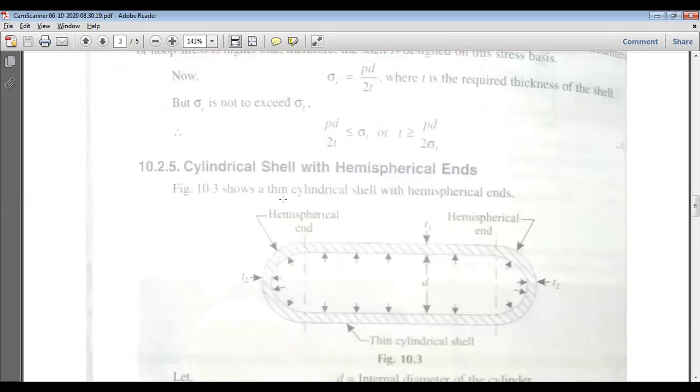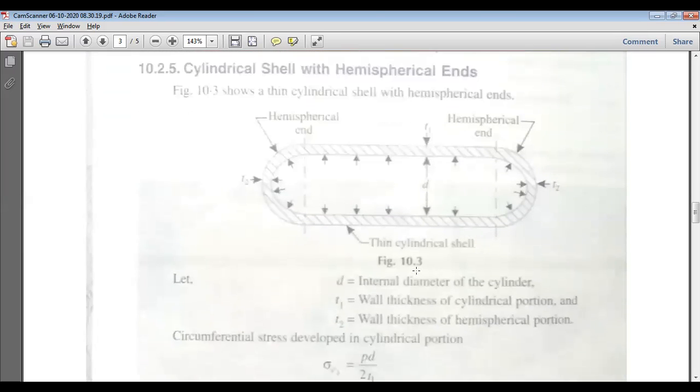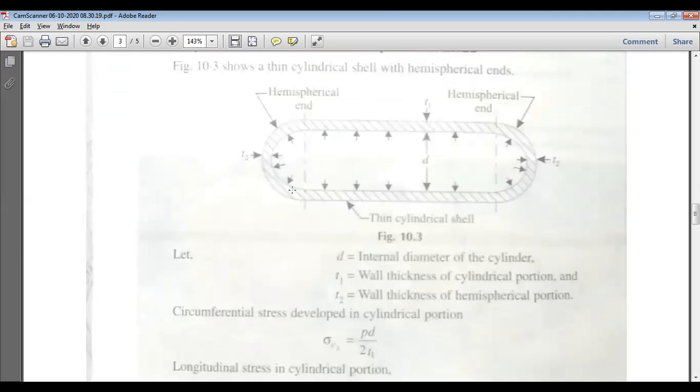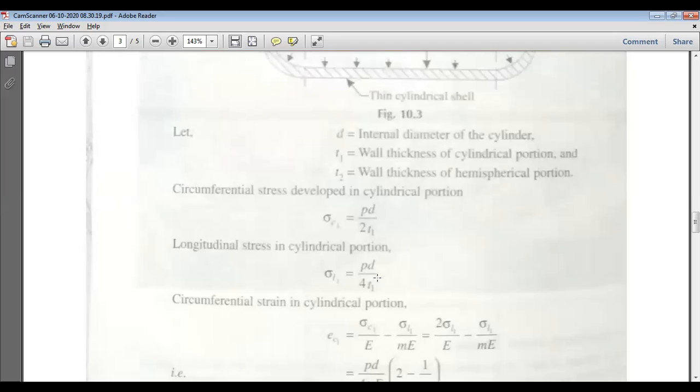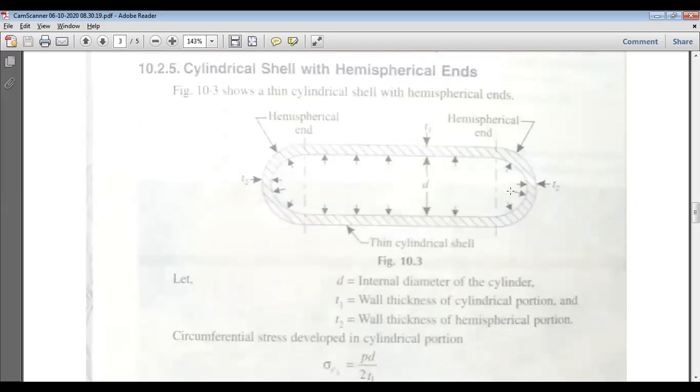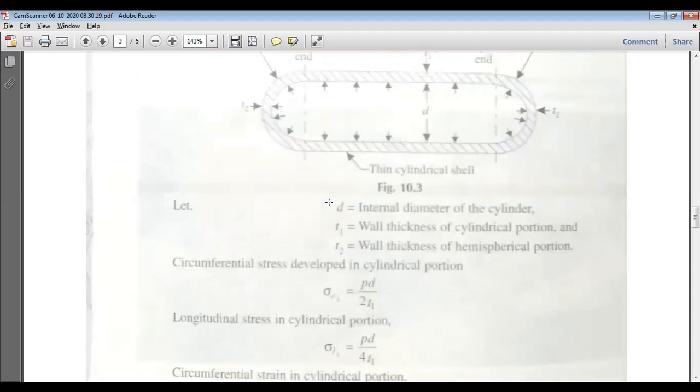Another is a cylindrical shell with hemispherical ends. So these are the hemispheres. Those were the open ones, but this is the closed one. So we have also considered the pressure exerted on these hemispheres. These are semicircles, so we include not only this pressure but also this pressure. In the circumferential strain, we will have to include the pressure developed here and here, in these two hemispheres.